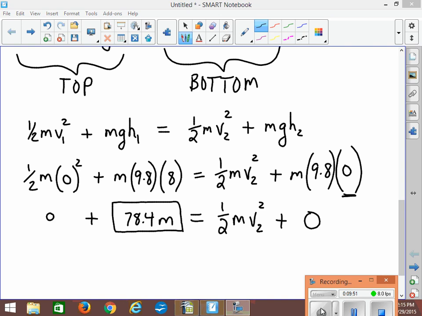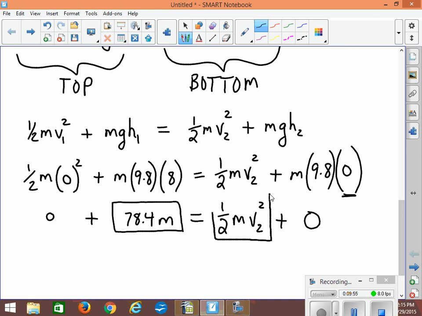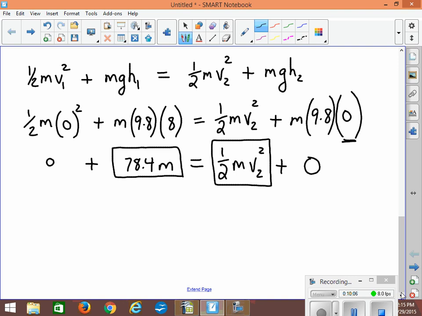However, at the bottom of the scenario, we can see that whatever energy we have is going to be all kinetic. So we've done this trade-off. We've traded what was once height, gravitational energy, we turned it into speed. And so now this is going to be fairly easy to solve. There's a couple of things we can do.